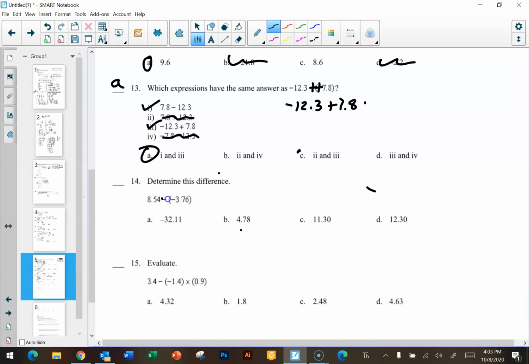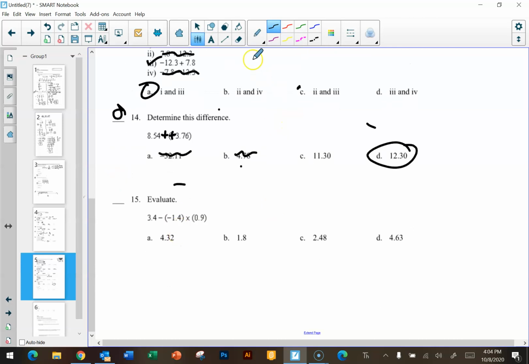Determine the difference. Okay, once again, we've got negative, negative, which is really positive, positive. So we've got a positive number plus a positive number. You know the answer has to be positive, so we're going to rule that one out right away. 8 plus about 4 is more than 4. So it's either 12.3 or 11.3. Well, 8 plus 3 is already 11, and 0.54 plus 0.76 is going to be more than 1. So it's got to be 12 something. So it's got to be D. You can actually do the math if you want right here, but if you could quickly solve it just using logic, why not?